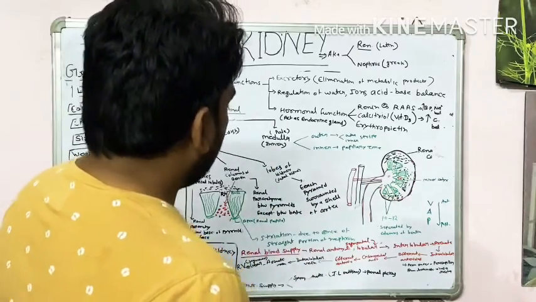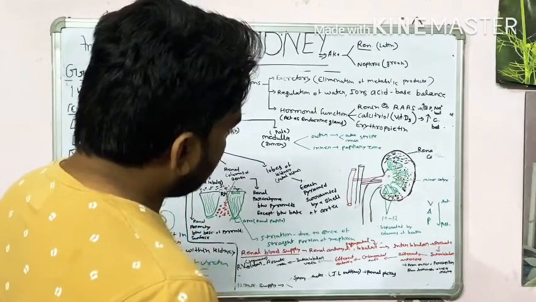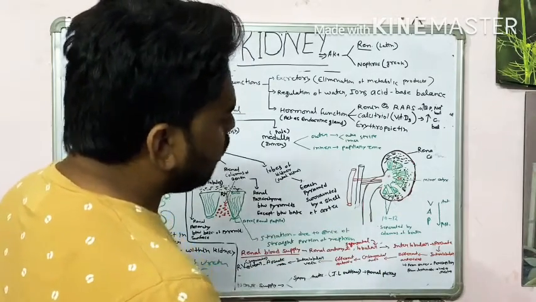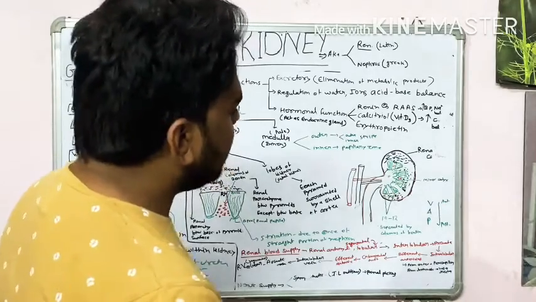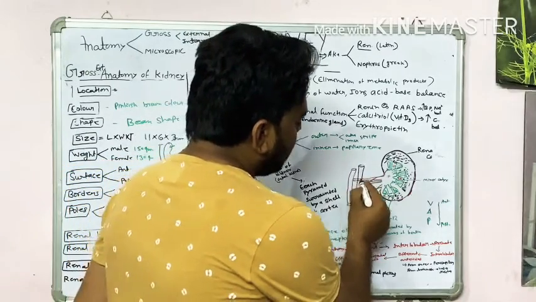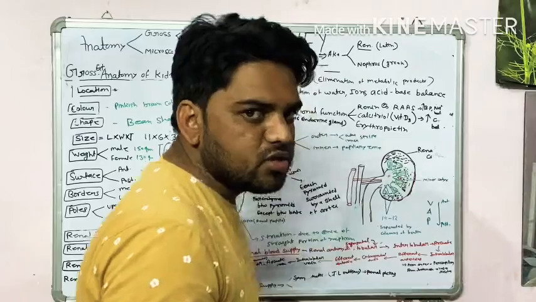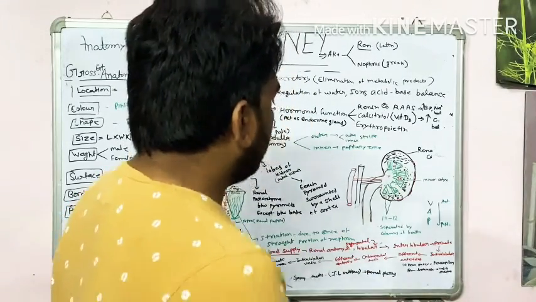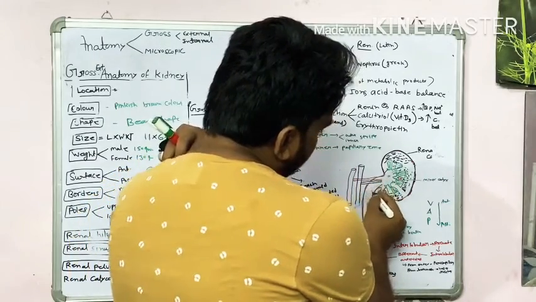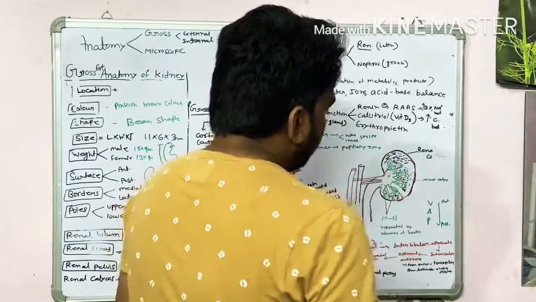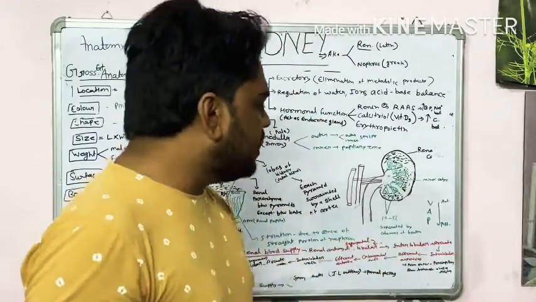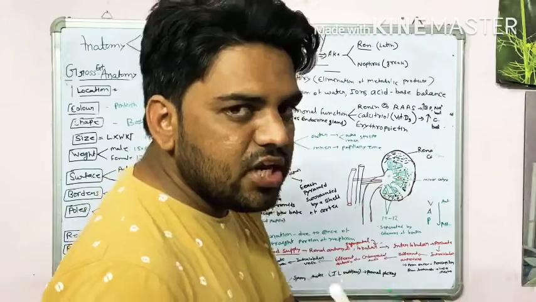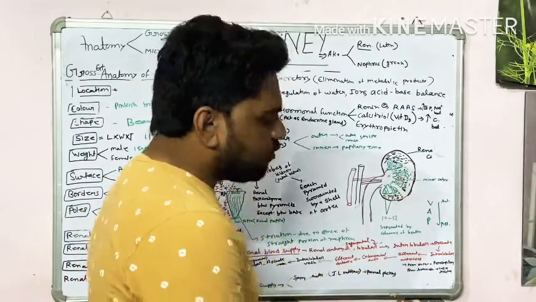Now I'm telling you about whatever structures enter the kidney. This is the renal artery, which is a branch of the abdominal aorta. This is the renal vein, and this is the renal pelvis. The arrangement of renal artery, renal vein, and renal pelvis is anterior to posterior. This is important; we have to know it.